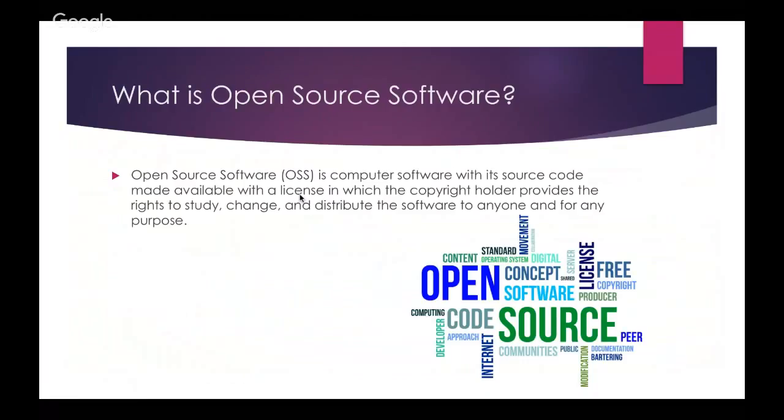What is open source software? Open source software is computer software with its source code made available with a license in which the copyright holder provides the rights to study, change, and distribute the software to anyone and for any purpose. Basically, it is software code that is made available to the general public so they can change it in whatever way they want for whatever reason they have. It's a software development tool because people use it to enhance or change software.